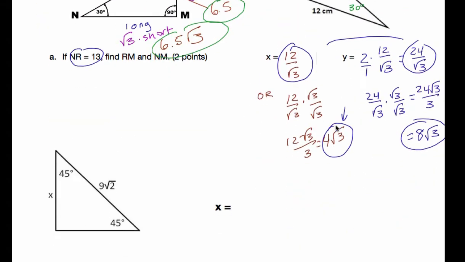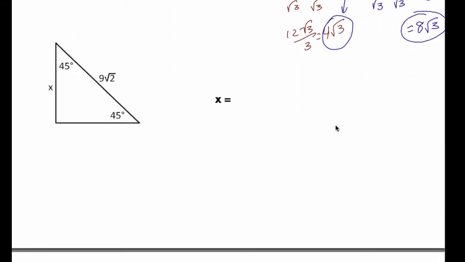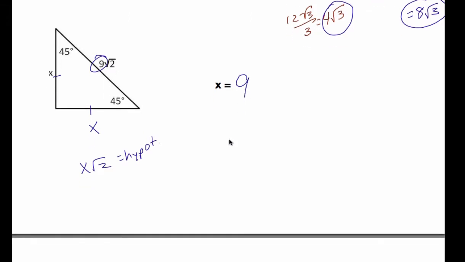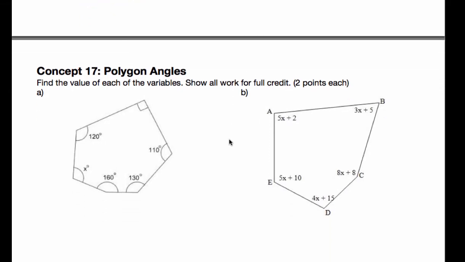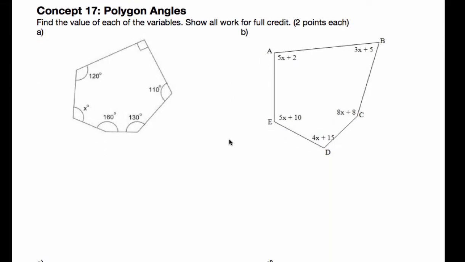Down this way, 45, 45, 90, so that we know that the two legs are the same. So this is also x, and x root 2 is equal to the hypotenuse. So if this is what's multiplied times root 2, then x has got to be equal to 9 in that case. Okay? Moving down to polygon angles.